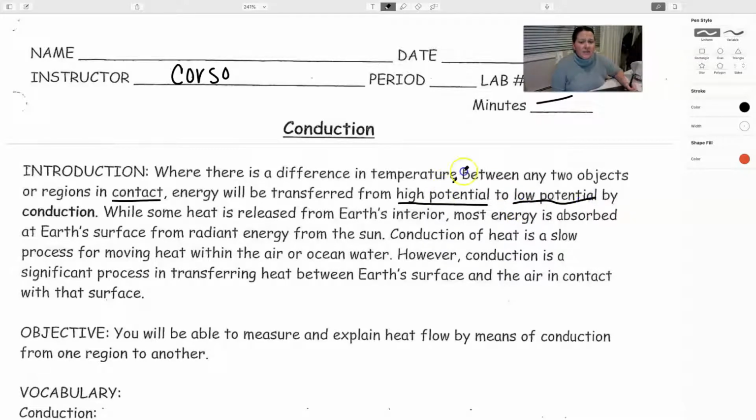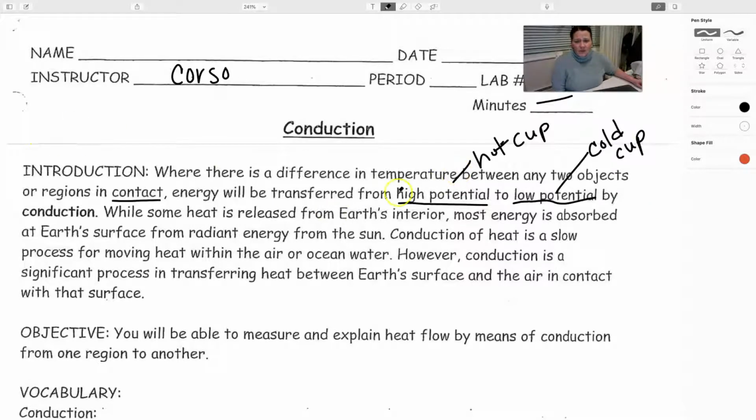I want you to think of high potential as, in this experiment, the hot cup. And I'll explain this to you a little bit further. And low potential in today's experiment is going to be the cold cup. And again, if you're not quite sure what I'm talking about yet, in a couple seconds from now, it's going to become very clear.